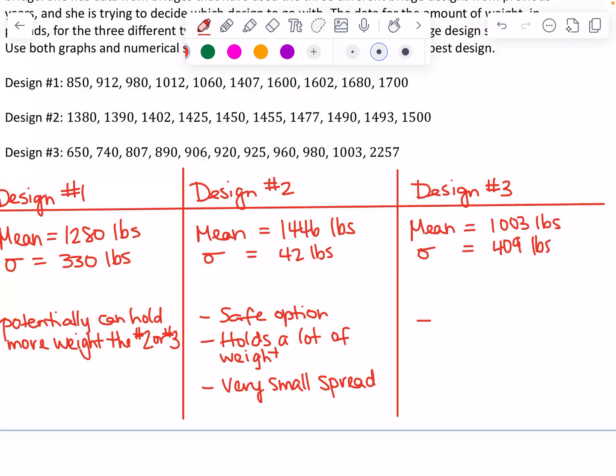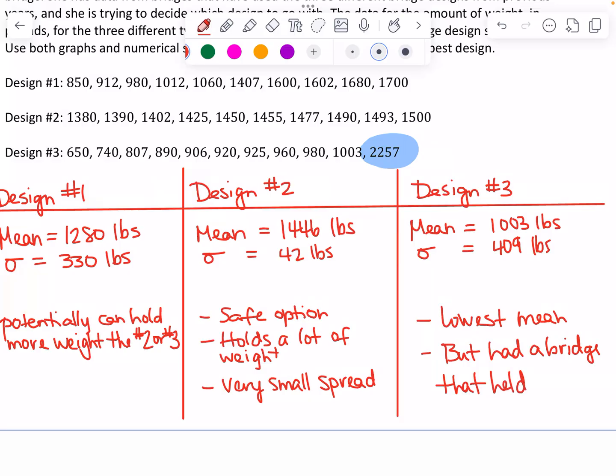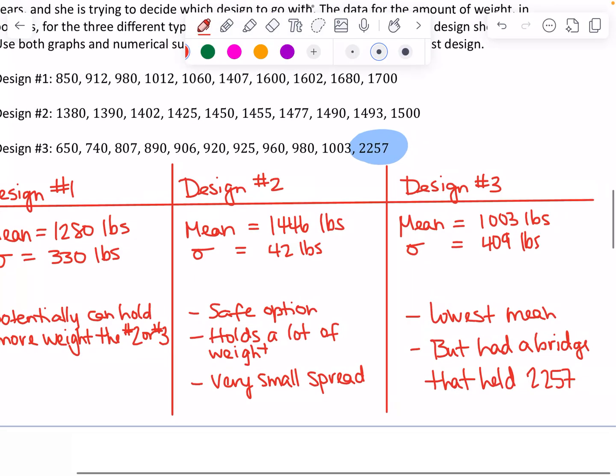but I don't know, if you look at design 3, look at this outlier right here. It has the potential to hold so much more than anything else. But I had a bridge that held 2,257 pounds, and I kind of feel like that's unusual, so I'm going to steer away from design 3. I think I'm just going to go with the safe option, design 2, because with that one I'm guaranteed to get in the 1400s for my bridge.